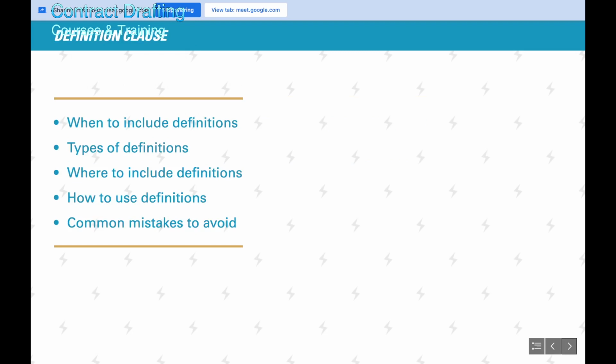When to include definitions? So definitions are something that we have to consider in case we are using repetitive identifications. For example, if we write master service agreement 15 or 20 times in the draft, then it's easy to write agreement as a defined term. There are different types of definitions, which we will come to. Where to include the definitions, that is also key, and how to use them, and what are the common mistakes that we should avoid.